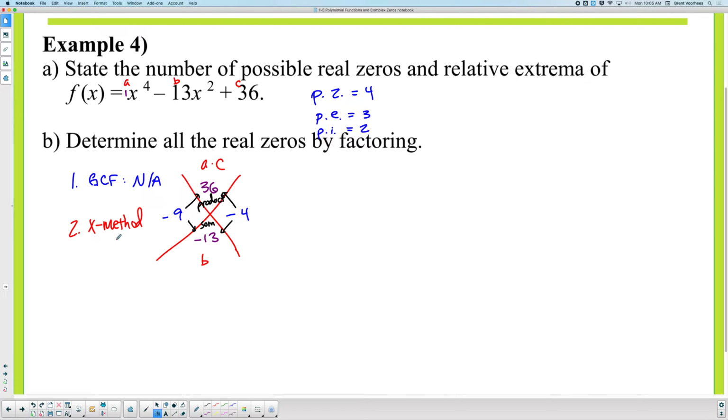The third step of X method. So it always follows GCF. Step 2 is the X. Step 3, you split the A term's power. So what I'm going to do here is I'm going to split this power. So it becomes x squared. So notice I'm splitting the power. And x squared. And now you fill in the side numbers. What are my side numbers here? Minus 9 and minus 4. Good.